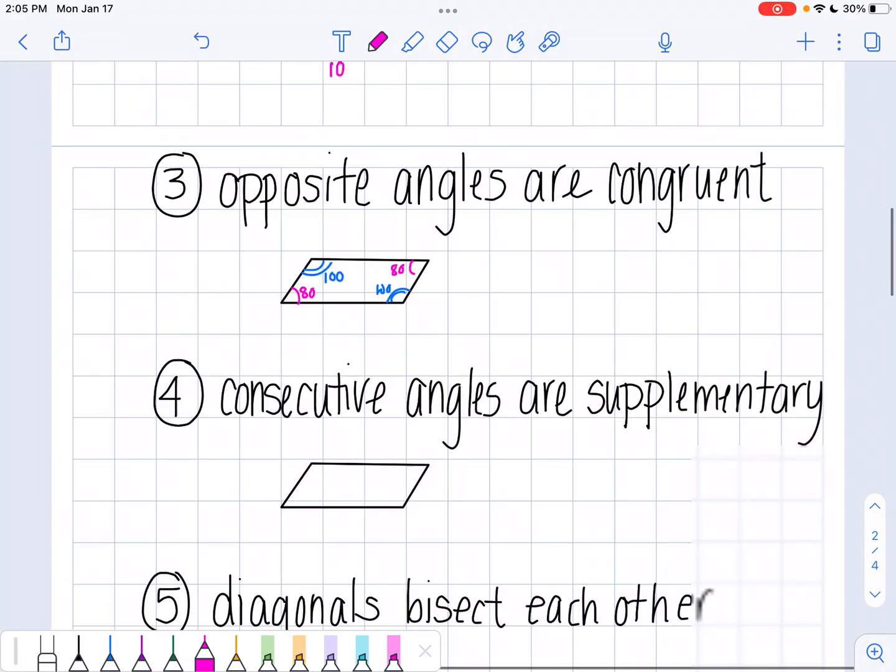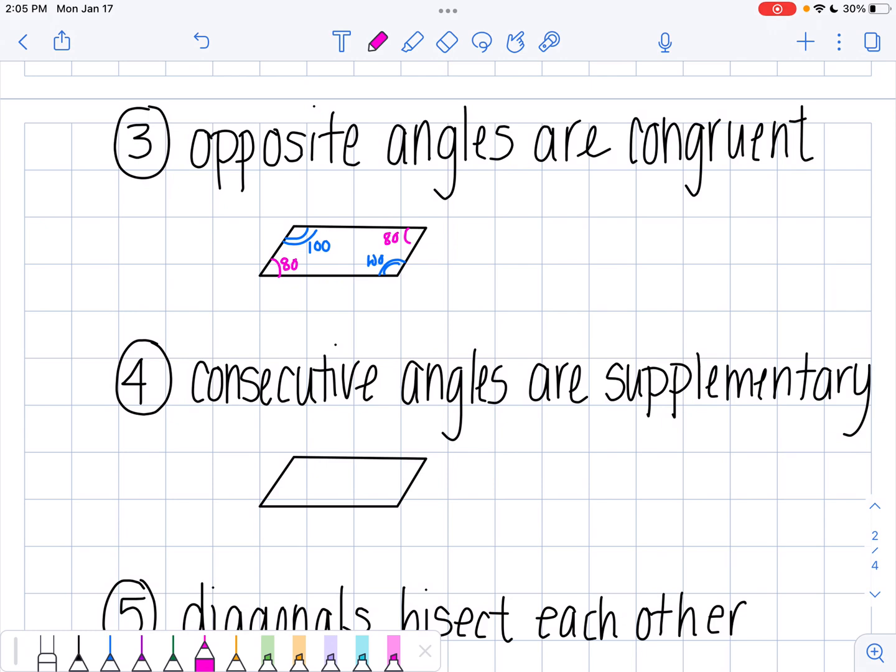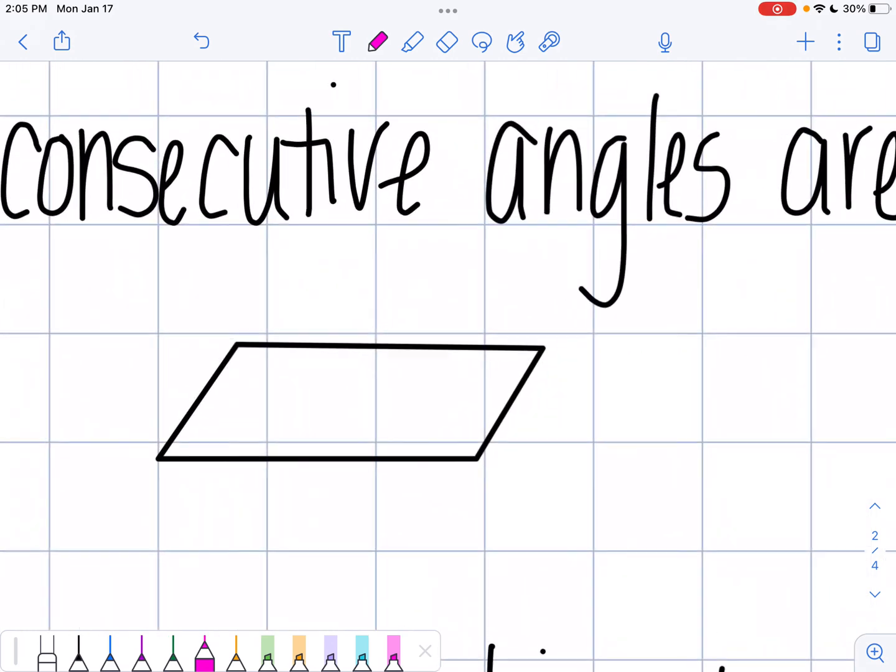The next one says that consecutive angles are supplementary. Consecutive angles are angles that are next to each other. So this angle and this angle are consecutive. They're following right next to each other. If we look at our problem from last time, we said that this angle was 80 and this one was 100, which makes sense because supplementary means they add to 180 degrees. This follows because opposite angles are equal, so these ones have to be the same, and these ones have to be the same. So the thing you have to check are the angles that are next to each other. Do they add up to 180 degrees? They should.